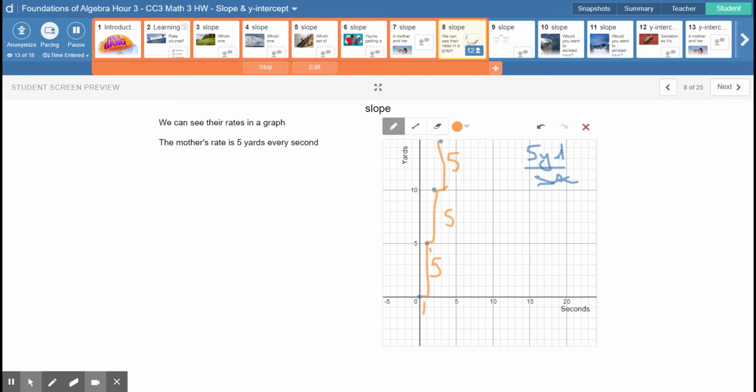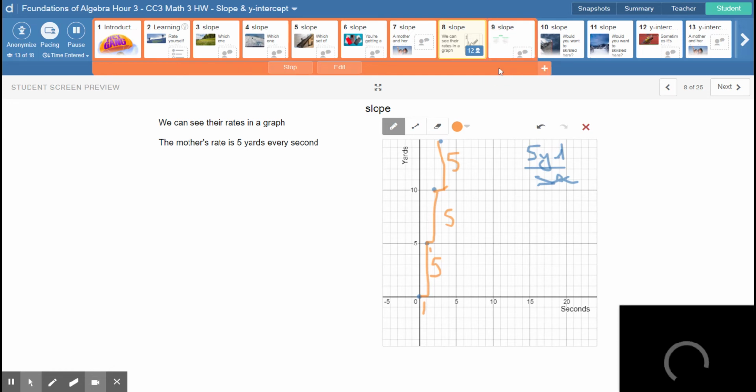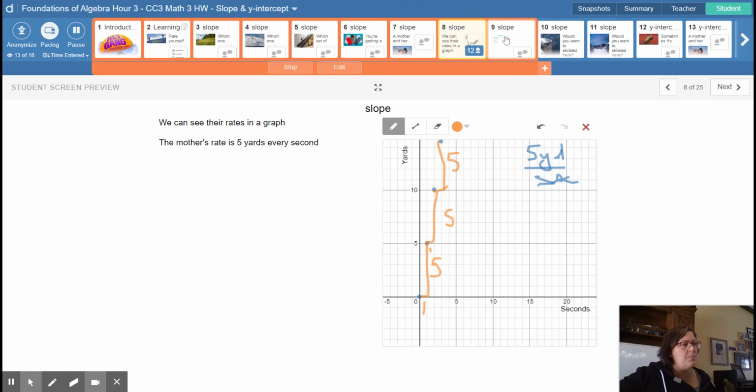Good. I see a lot of you are doing what I've asked you to do. Again, we know that mom goes at a rate of 5 yards per second. And so we can show that for every 1 second she goes on in the race, she goes a distance of 5 yards. After 2 seconds, she goes 10. After 3 seconds, she goes 15. If we were to continue that graph, then she would go 4 seconds, 20 yards, and so on. All right, once you have copied that one onto your own slide, you can go back to your Desmos and stay on your Desmos. Go ahead and flip, switch up to slide 9.